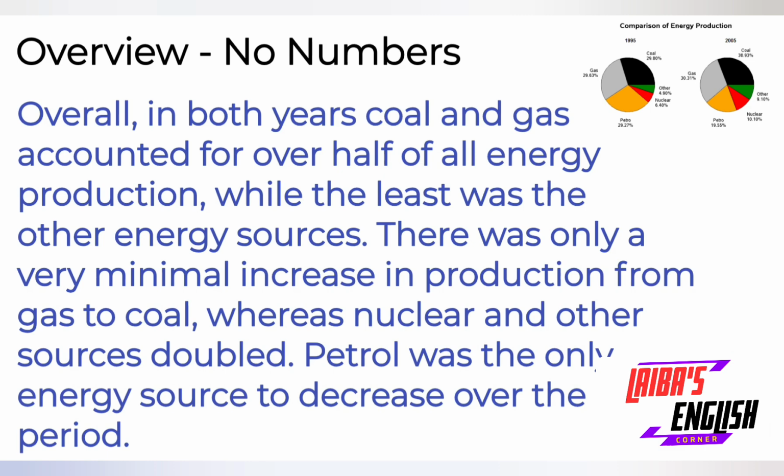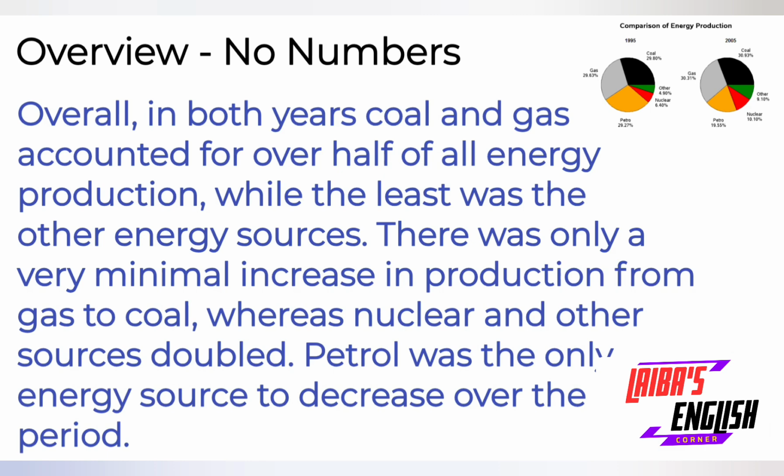So we can write like, overall, in both years, coal and gas accounted for over half of all energy production, while the least was other energy sources. There was only a very minimal increase in production from gas to coal, whereas nuclear and other sources doubled. Petrol was the only energy source to decrease over the period.